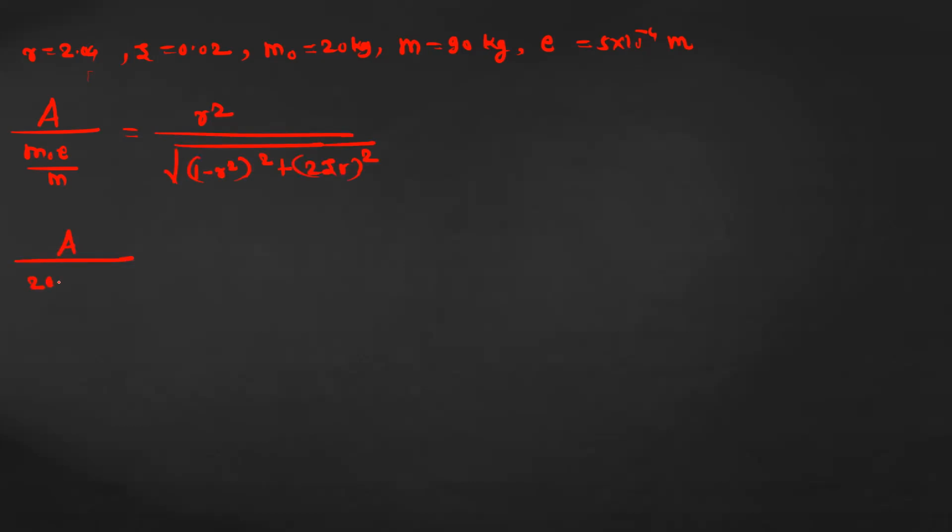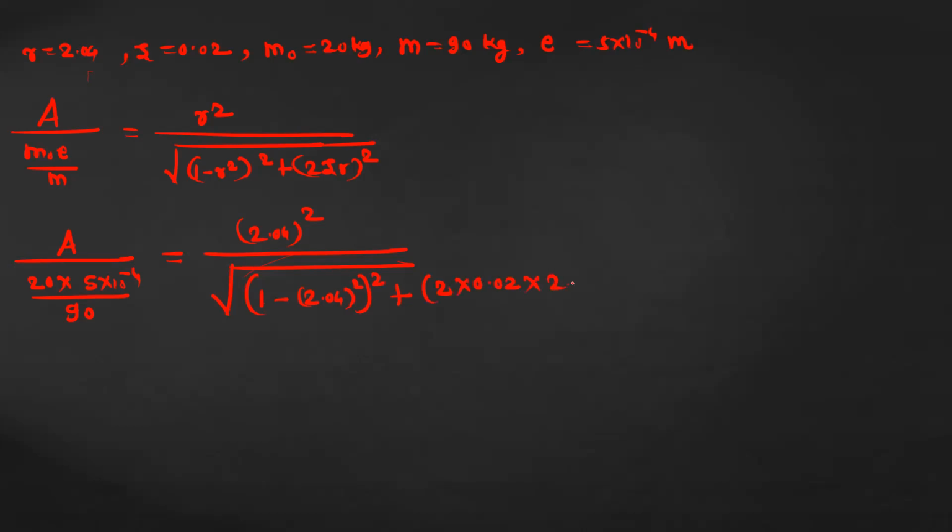So the M0 value is 20, and 5 into 10 to the power minus 4, upon 90. This is equal to R square, with R is 2.04, upon the square root of 1 minus 2.04 square, complete bracket squared, plus 2 into 0.02 into 2.04, and this bracket squared. Now solve this complete equation and get the value of capital A, that is the amplitude.